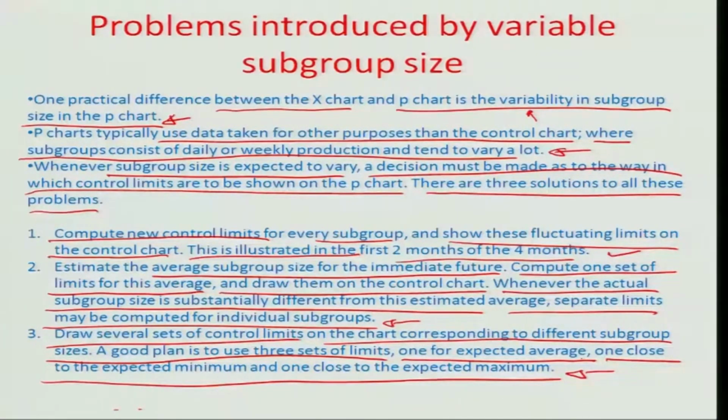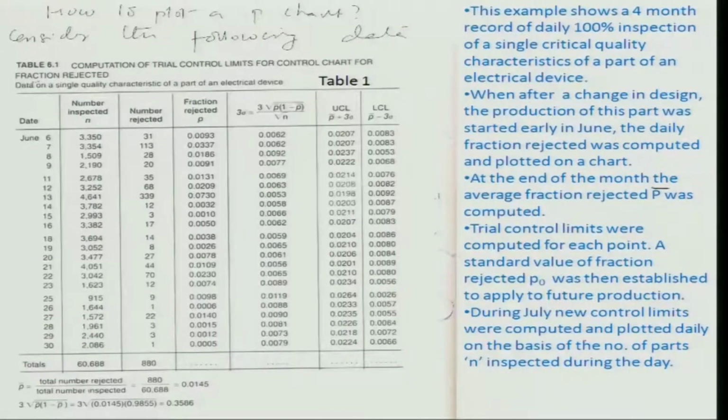So, I am going to plot and control all these things in a P chart. Let us look at the database here. We are doing the computation of trial control limits for a control chart for fraction rejected items, and this data is based on a single quality characteristic. So, we are not adding the complexity of many non-conformities in one sample. It is a part of an electrical device, and date wise there has been recording as to how many have been inspected and how many have been rejected.